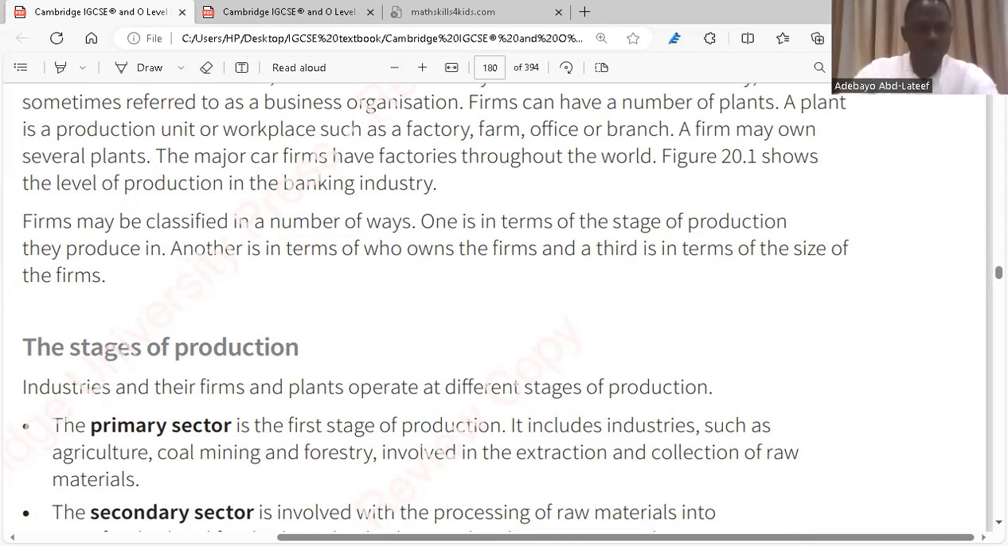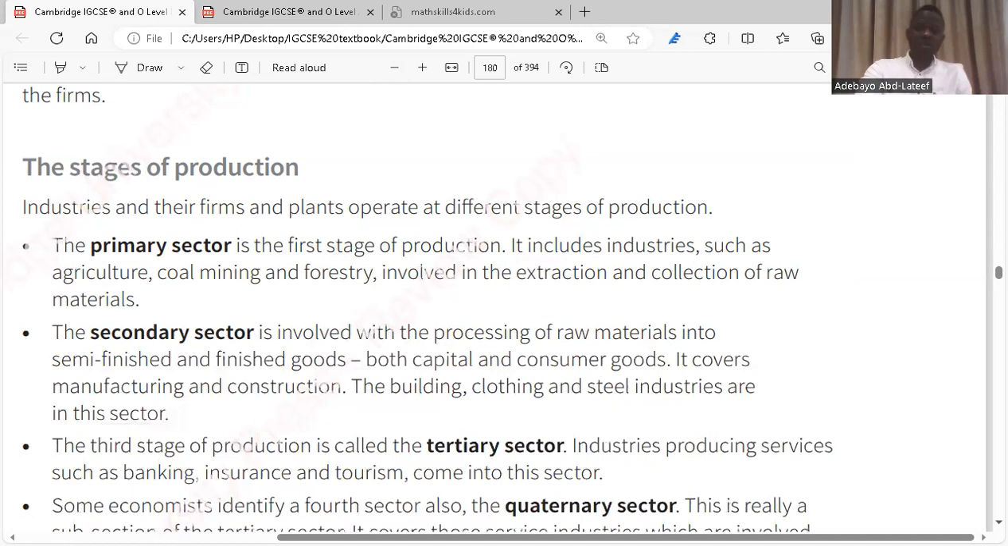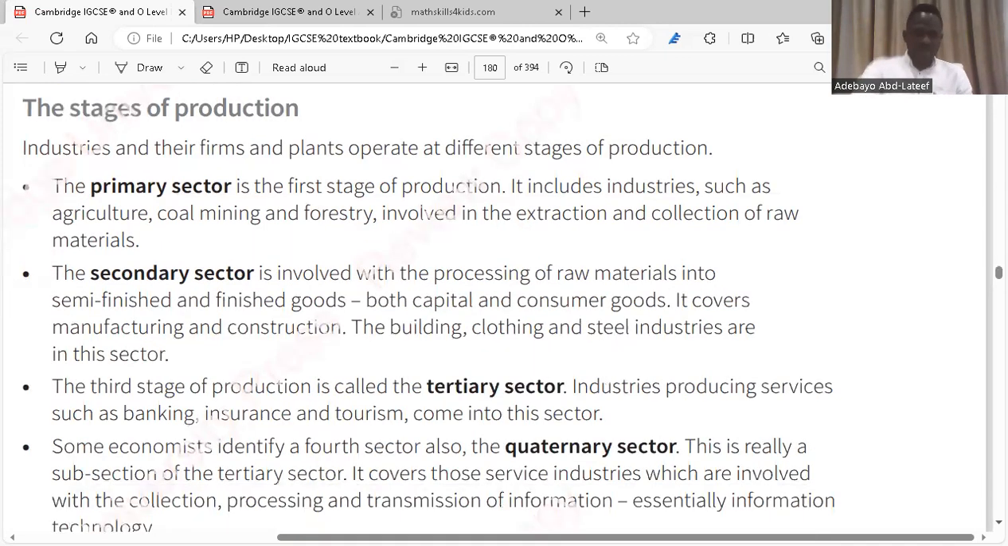Yes. Okay. We'll go to the first classification, which is stages of production. Like I told you earlier, when we talk about stages of production, we're talking about the kind of production these businesses or these firms put into use as operations. So what do they engage themselves in? That is what stages of production is. So for the stages of production, we have the primary sector, we have the tertiary sector, and the secondary sector. So we start the stages.